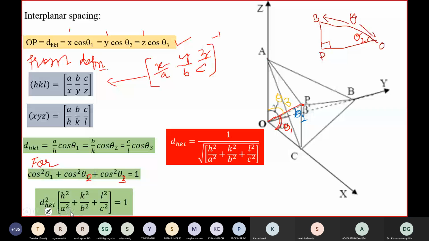Okay. Then for cubic. For cubic with its lattice parameters. Sir, which formula do we have to remember for the cubic? For cubic crystals or cubic system, A is equal to B is equal to C.